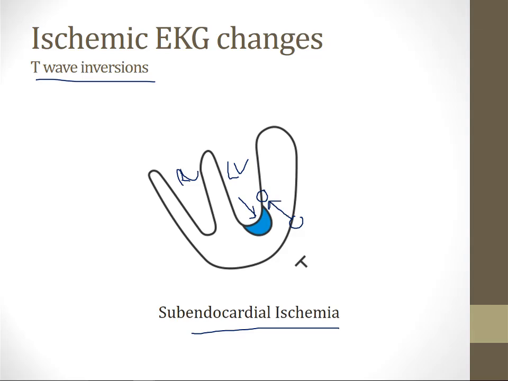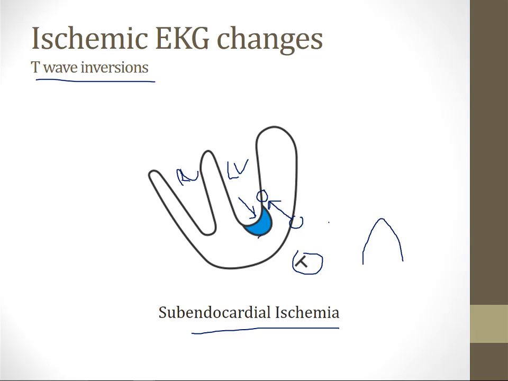Now, I told you before that waves of depolarization create an upward deflection when they are going toward an ECG lead like this one. Waves of repolarization are the opposite. They create an upward deflection when they are going away from the ECG lead. So because we have repolarization, not depolarization, going away from this ECG lead, the normal T wave is upright like this.